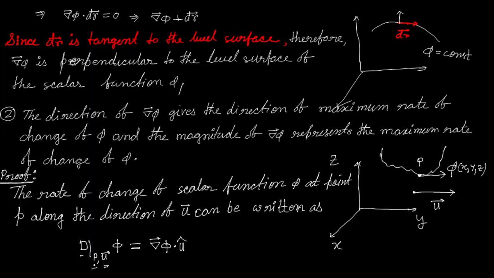Here we'll write at point P. So this point P will represent that we are going to calculate the directional derivative at this point P on the scalar function phi and along the directions of vector u, and that can be represented by grad phi dot u, where u is the unit vector, u cap is the unit vector along the direction of u.